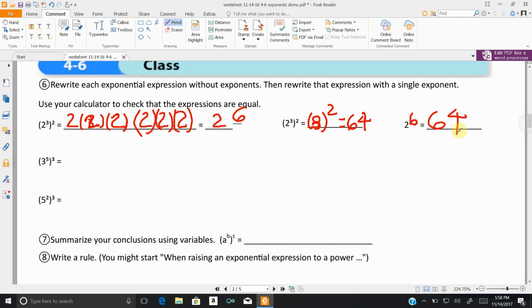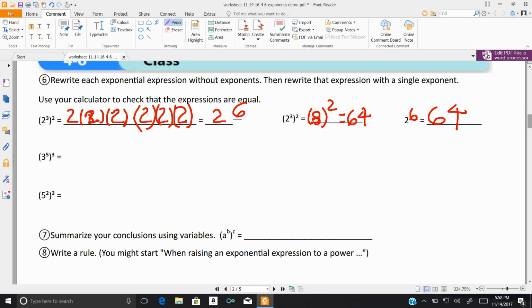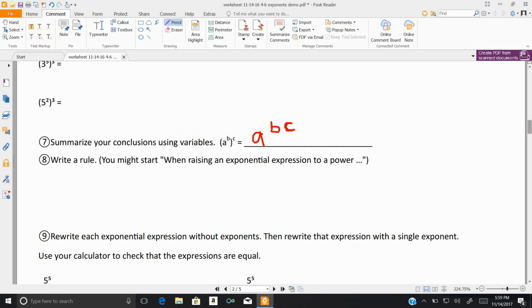Okay. Now that you have looked at that for a moment, hopefully you notice that in the second one, you write 5 threes, but you have to write that 3 times because it's to the third power. So you actually do 3 to the 15th power. So when we write our rule, we're going to say a to the b times c. And b times c, we just write b with a c next to it, since they're both variables. So when you raise an exponential expression to a power, you multiply the exponents.